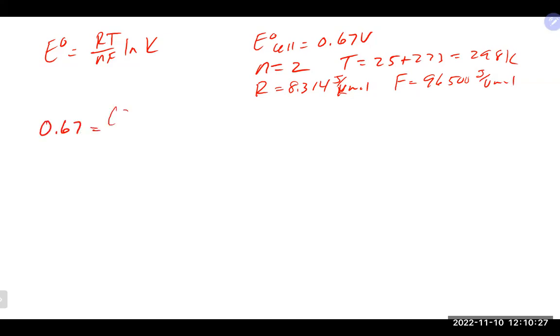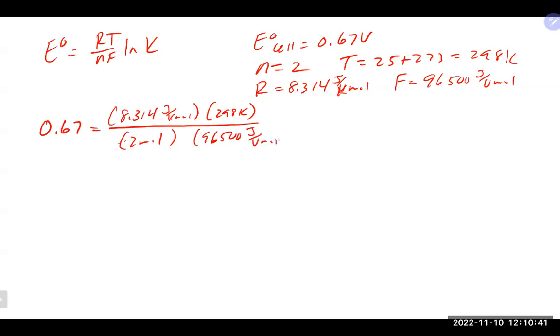0.67 equals 8.314, 298, 2, and 96,500, and our natural log of K. So we can clean up this side here. We will get 8.314 times 298 divided by 2 divided by 96,500, which gets us 0.67 equals 0.012837 natural log of K.